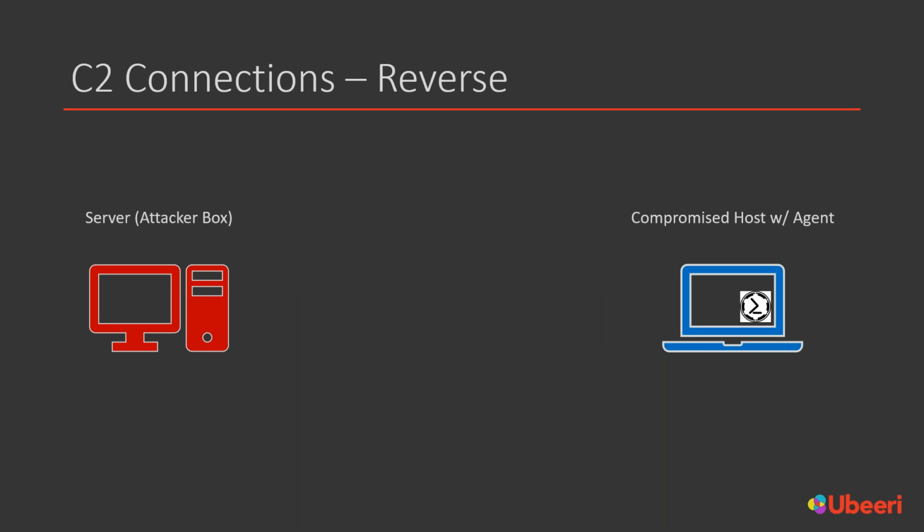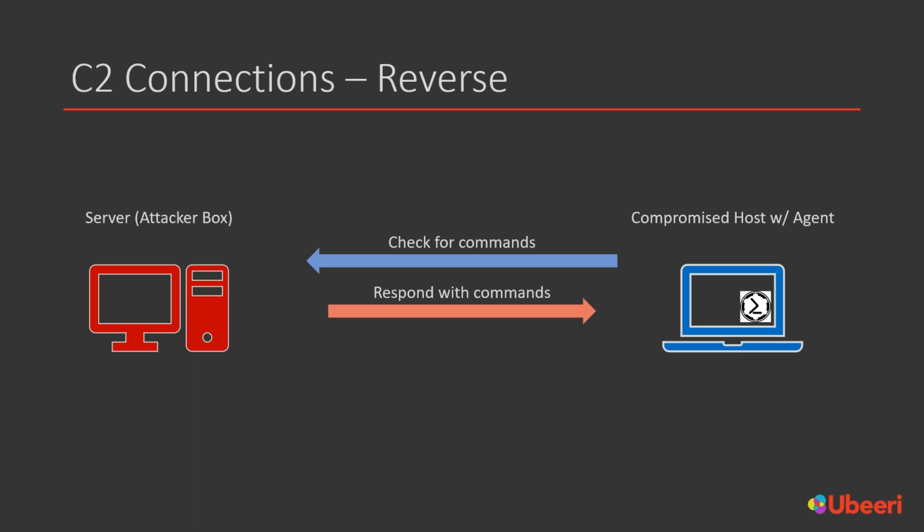Reverse is the same effect, but in the other direction. So the compromised host will initiate the communication by checking for commands from the server, which will respond with those commands. And then the compromised host again sends the output of any commands back to the server. So this is very helpful for getting out of a network where you may not have a port on the internet that attacker box can reach.